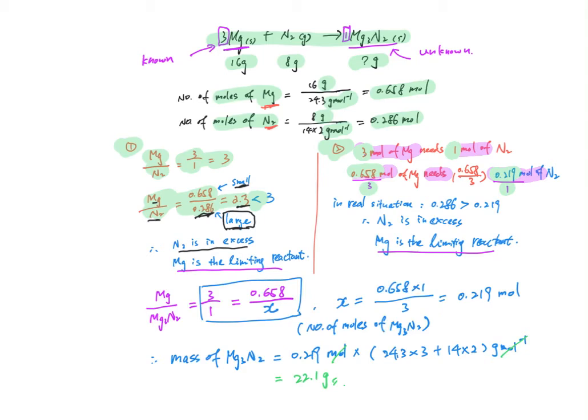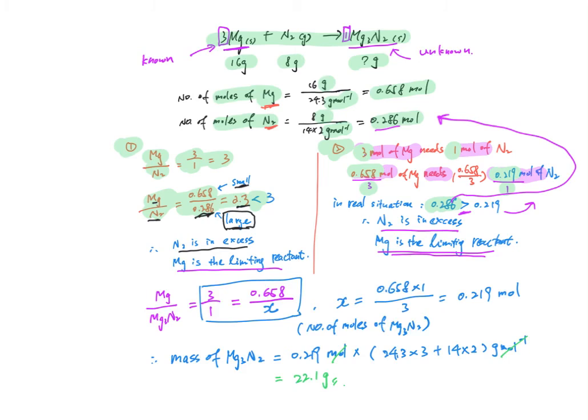Then we compare the real situation. The number of moles of nitrogen is 0.286. Can you see that? 0.286 is from here. Actually, it's greater than the theoretical number of moles of nitrogen. So we can claim that nitrogen is in excess amount and magnesium is the limiting reagent. One is in excess, so another one must be the limiting reactant. Remember that.